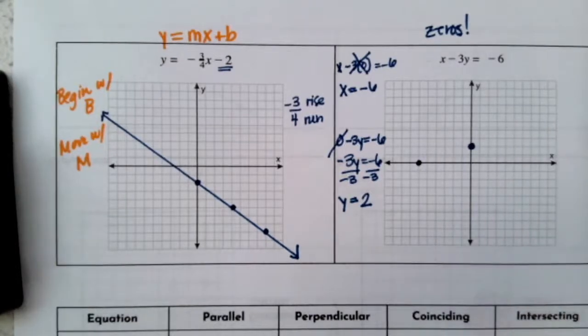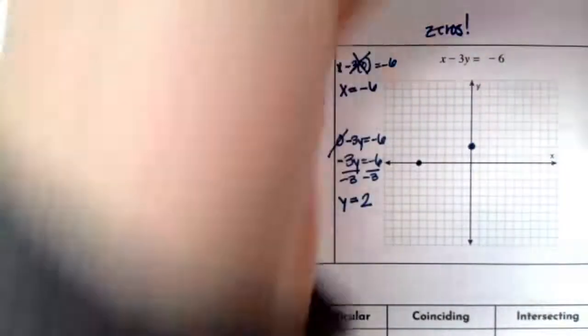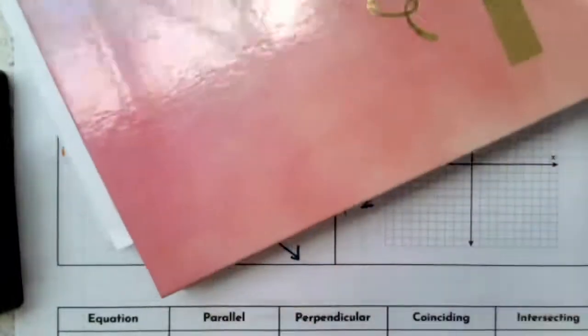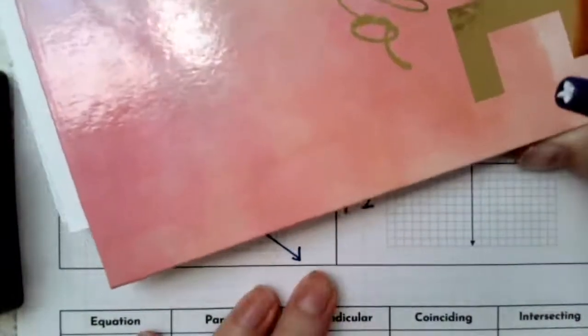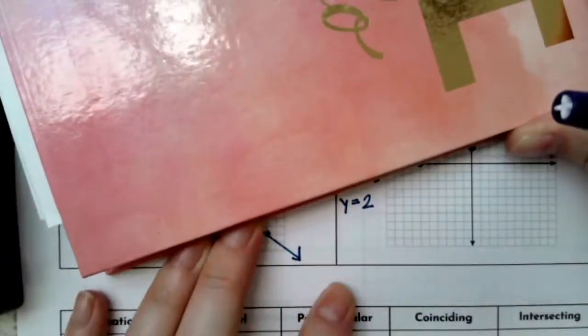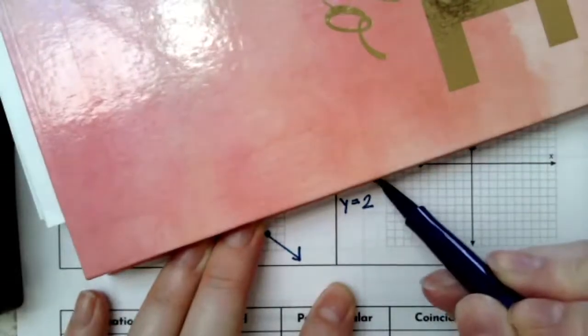And again, you're going to get your straight edge. And be extra careful because you only have 2 dots for this. Try to go right through the middle of the dots and go all the way through your graph.